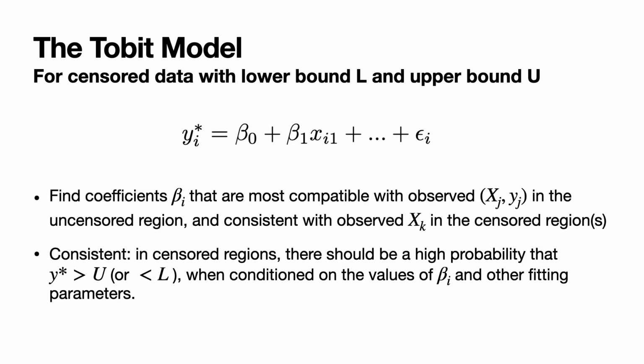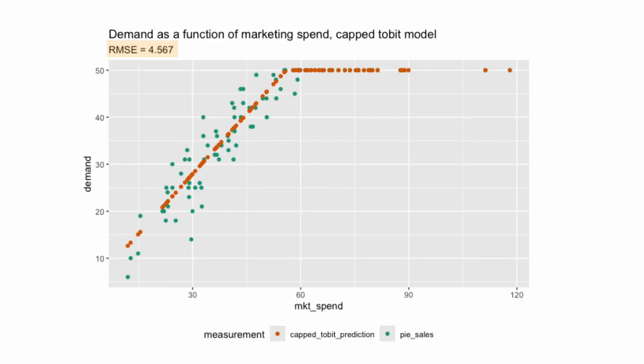If your data is censored and you believe that the data process is roughly linear, you can try the Tobit model. I won't explain the Tobit model in this talk, but simply show you the results. You can find functions for fitting a Tobit model in either R or Python. Here are the resulting capped Tobit model predictions for our pie shop data. It's a pretty good fit to the data and has an RMSE of about 4.6. This is much better than the previous model, which you remember had an error of about 7.7.